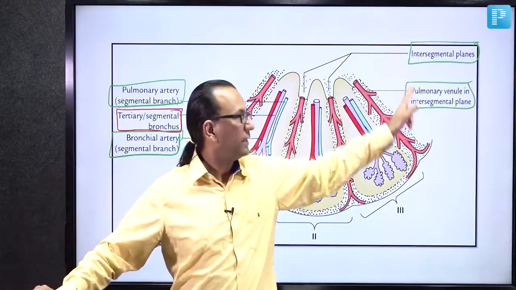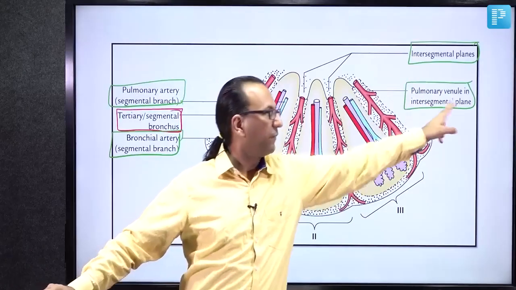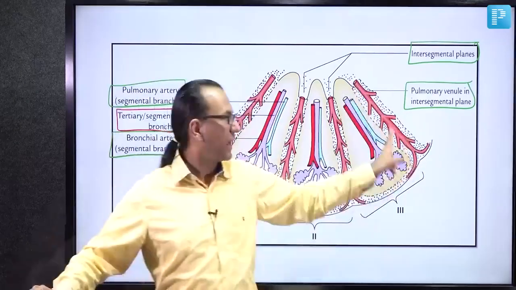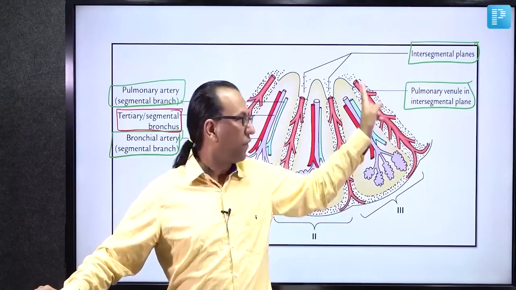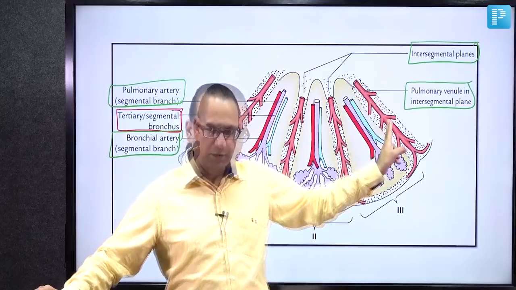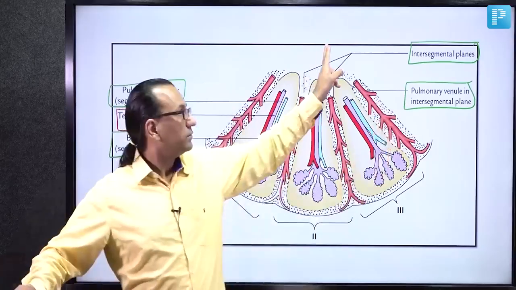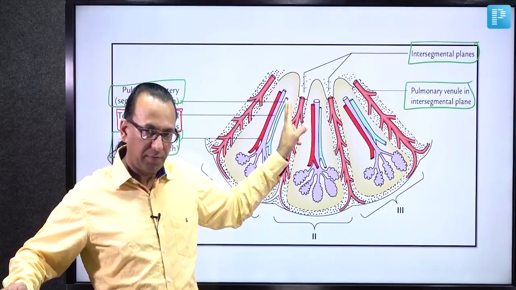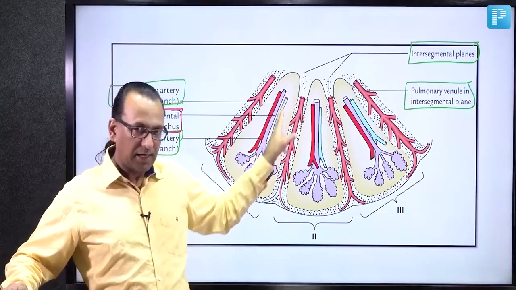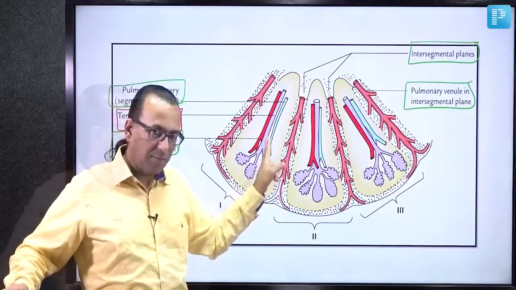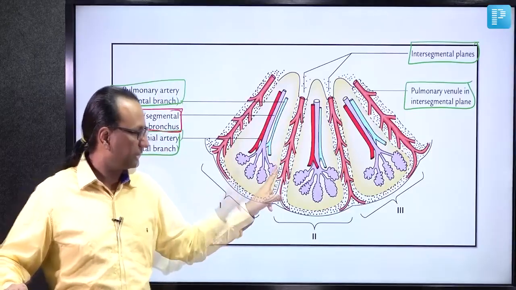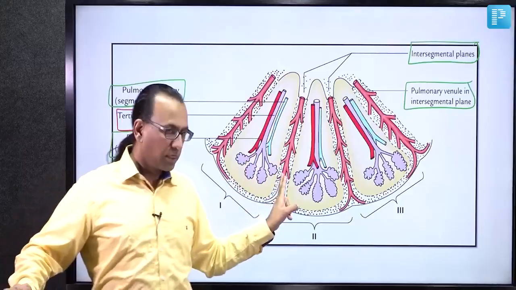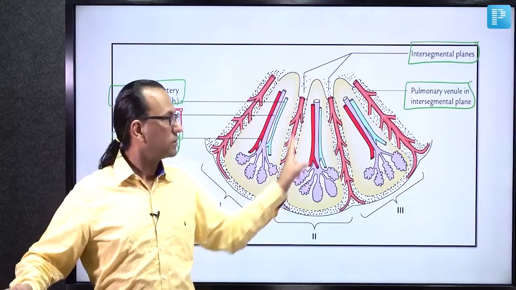As you say that the intersegmental plane will have pulmonary veins, why are you showing them red color? Because they carry the oxygenated blood from the lung to the heart. Let us explain the details now. As the heart is sending the deoxygenated blood in the pulmonary artery into the bronchopulmonary segments, it will be receiving some oxygen from the alveoli in the lungs. And then the oxygenated blood will enter the pulmonary veins and go towards the heart.